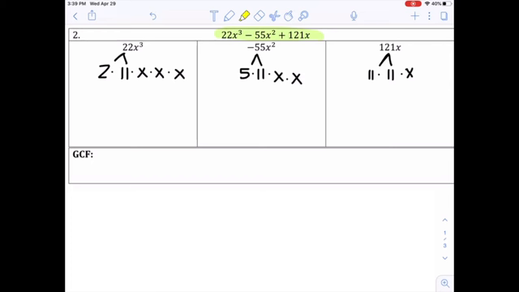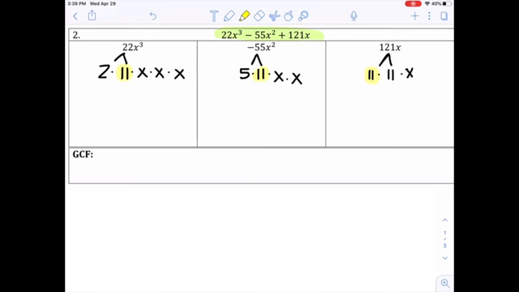So let's start with the first one. First one, we have a 2. Let's look to see if we have any other 2's. Nope, it does not look like we have any other 2's. Now let's look at the 11. It looks like we have 11 in all 3 of our terms.